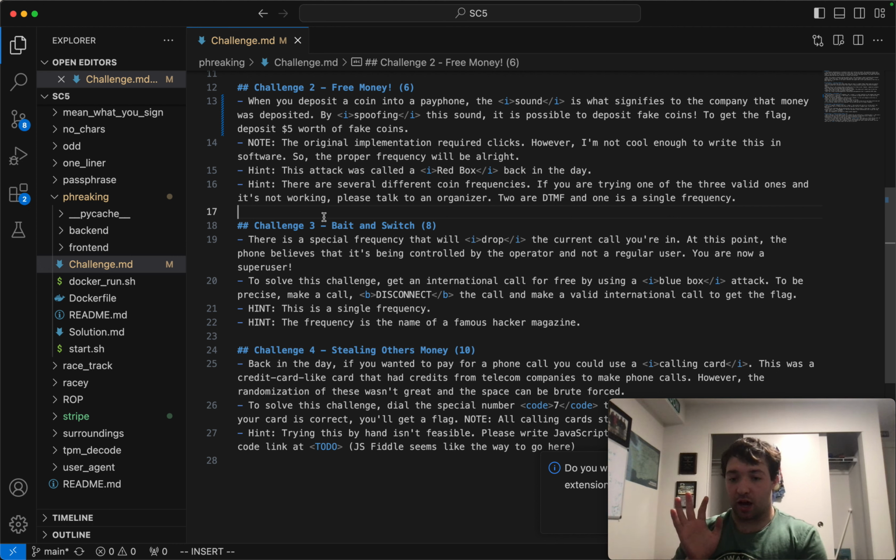I will say this challenge is really, really finicky, and all of the phone phreaking ones are. If your computer is too loud or too quiet, or if you're in the wrong browser, then stuff just doesn't work. It is required that people use Firefox for this challenge because of how the tone stuff works. I don't really fully understand why, but it's just how it turned out.